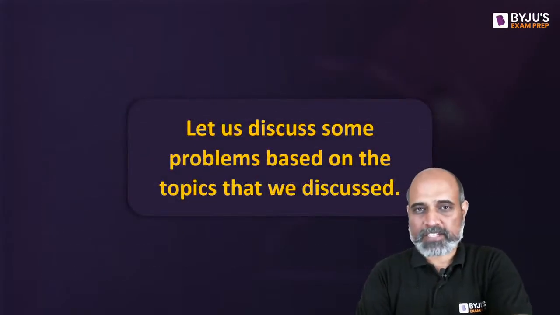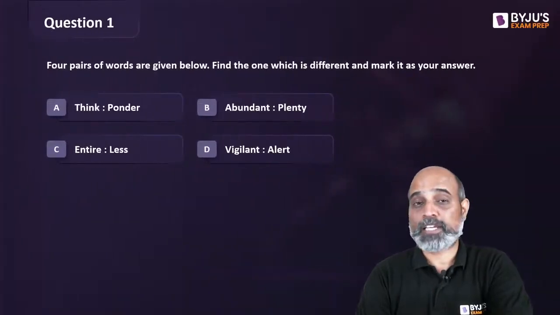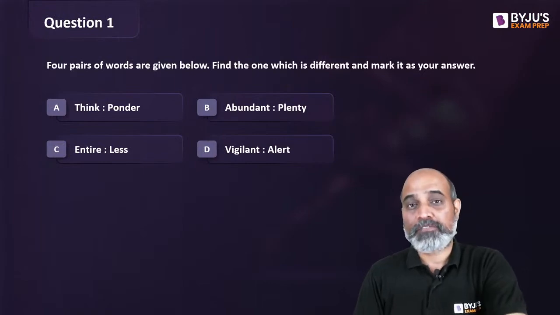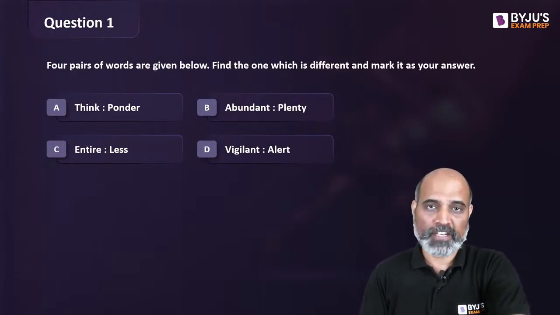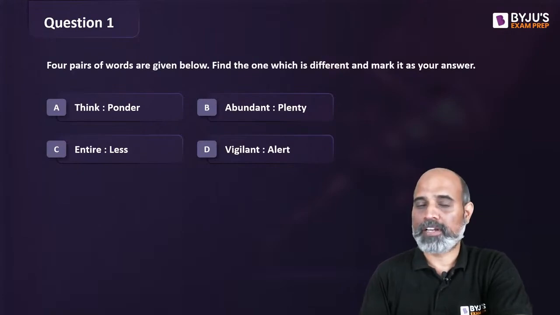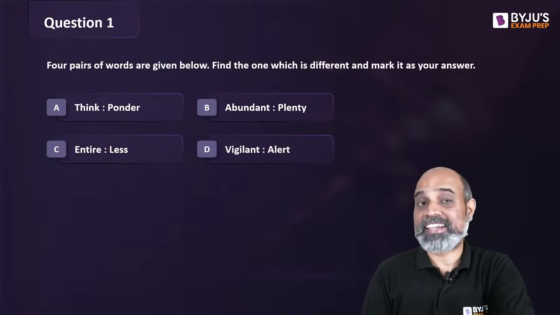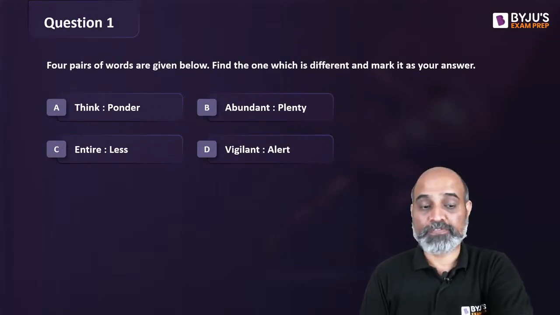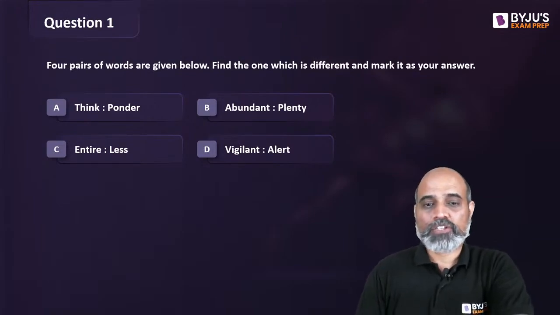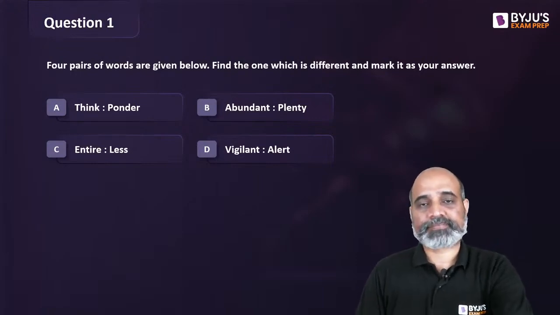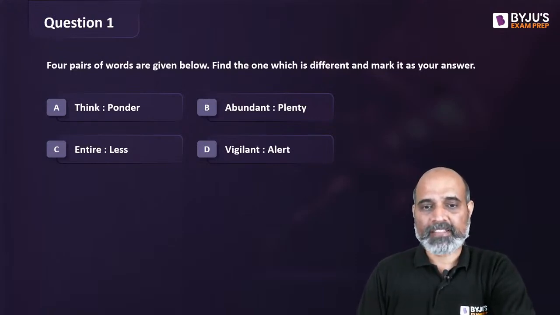Okay, let us discuss now questions related to these four types of reasoning. The first one is: 4 pairs of words are given below. Find the one which is different as compared to the rest of the 3, and we have to mark that as the answer. The first one is think, ponder. The second is abundant, plenty. The third one is entire, less. And the fourth is vigilant, alert. So these are the 4 options.